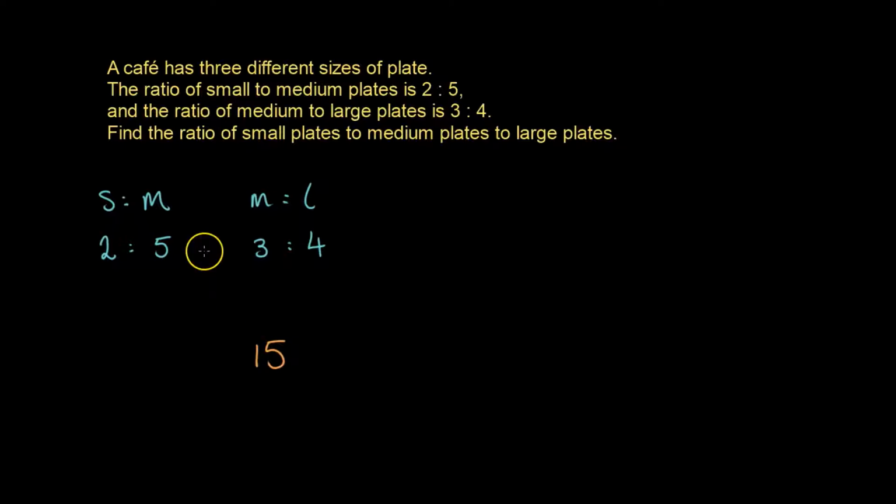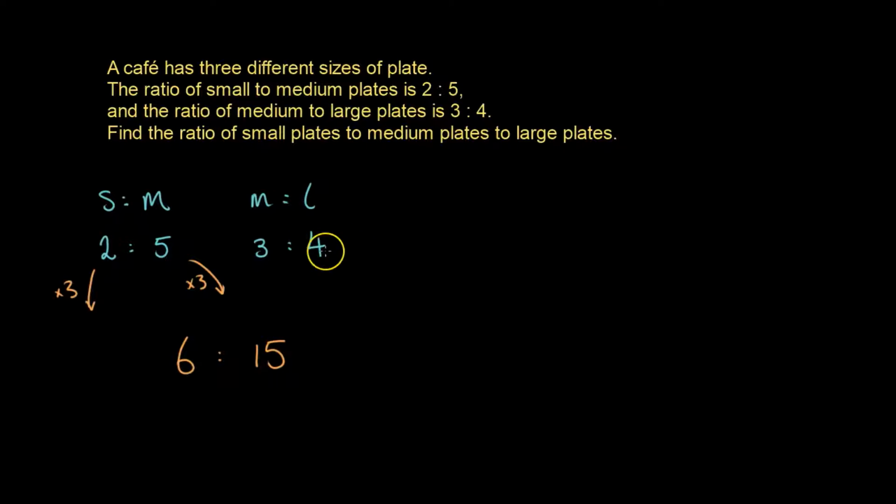Well, I have 3 times as many medium plates as in my simple ratio, telling me the relationship between small and medium. So here I'm multiplying by 3. And so, knowing ratios, I'm going to have to multiply the other side by 3 as well. So instead of 2 plates, I will now have 6 plates. So I've worked out the number of small plates that I must have in this situation.